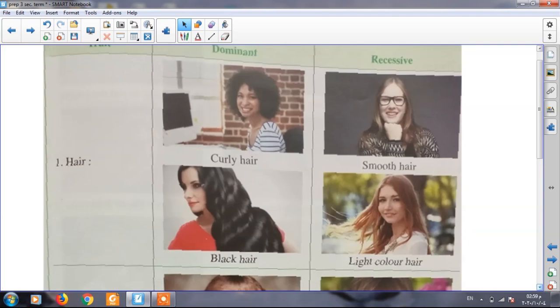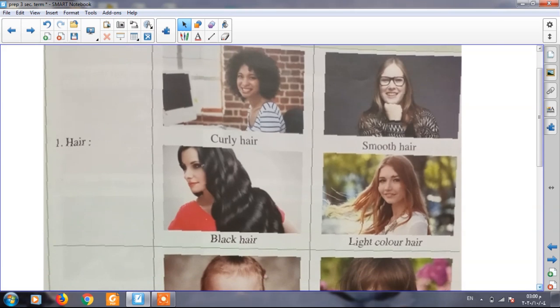Okay, which is found in a higher ratio, the black hair or colored hair, like light brown? Of course black hair. So black hair is also dominant, like we said before, the dominant trait is the one found in more amount or higher ratio. So the curly hair and black hair, both of them are dominant, but the recessive traits here are what? Smooth hair and light color.